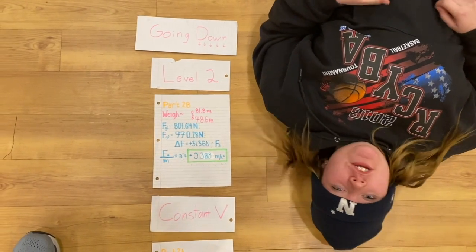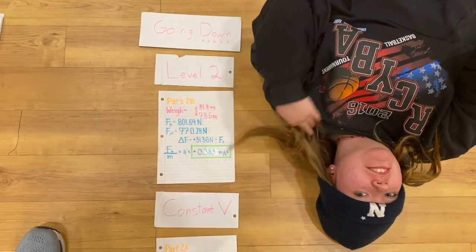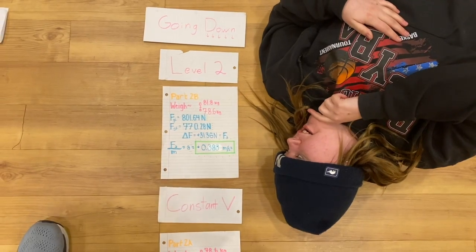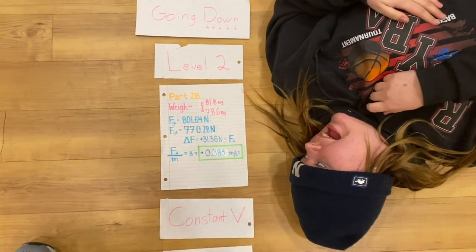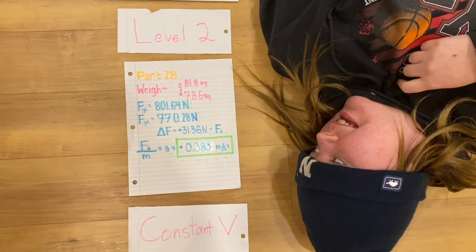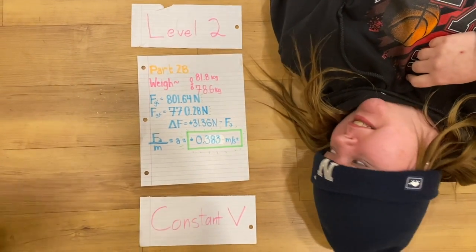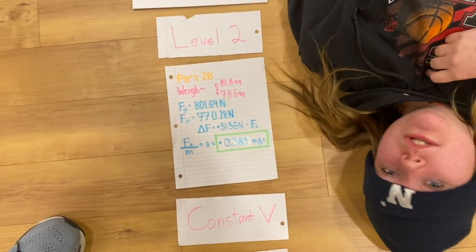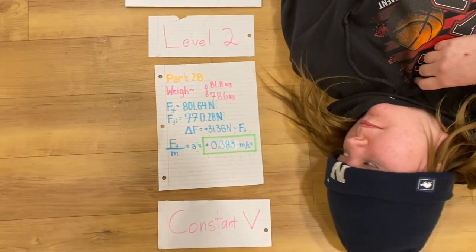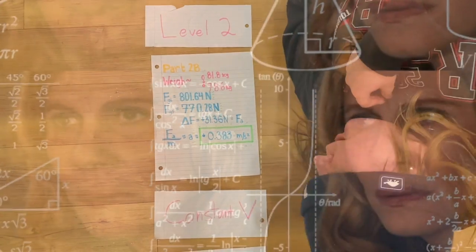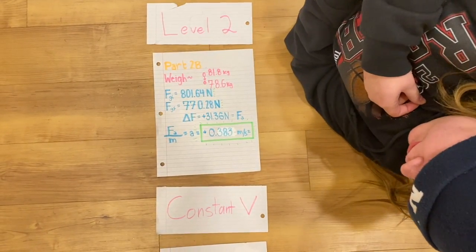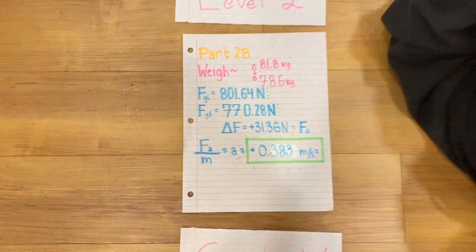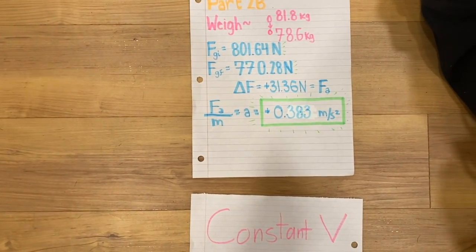So next, we go from level 2 down to level 1. Our initial weight for our object, Alex, is 81.8 kilograms, and once it reaches a constant velocity, it is 78.6 kilograms. Using the equation that we used in the former problems, we can find out that our acceleration is a positive 0.383 meters per second squared.